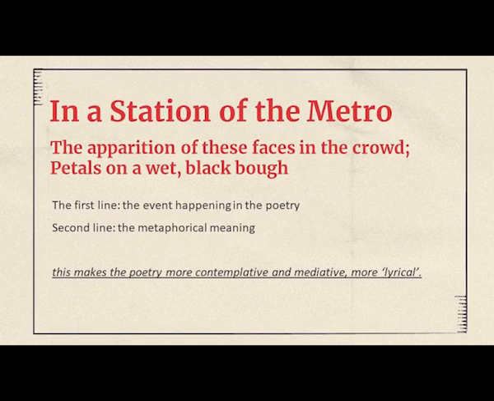Okay, the first line of the poetry is the experience that the writer is imagining, basically the event happening in the poetry. The apparition of these faces in the crowd, that is the event. And the second line is the metaphorical meaning, something happening inside the mind. Petals on a wet black bough. So it's like the metaphorical meaning.